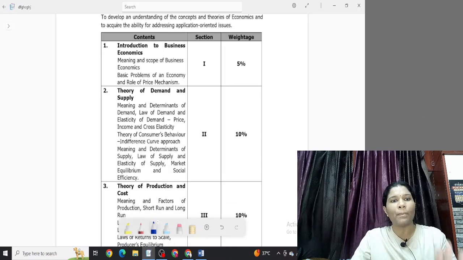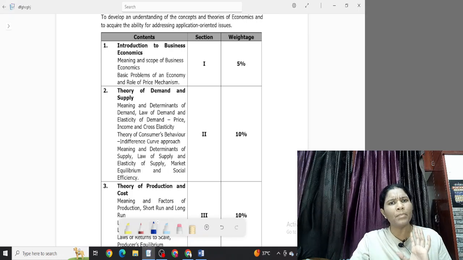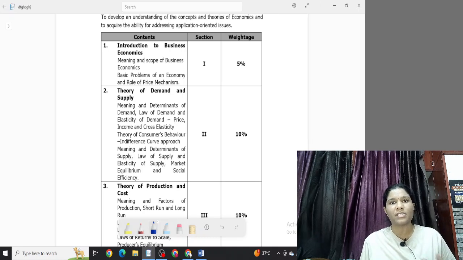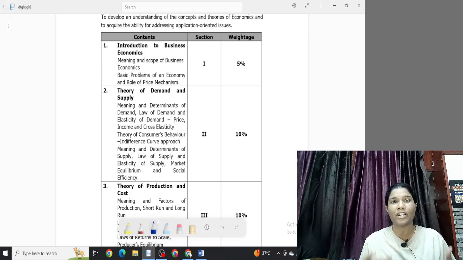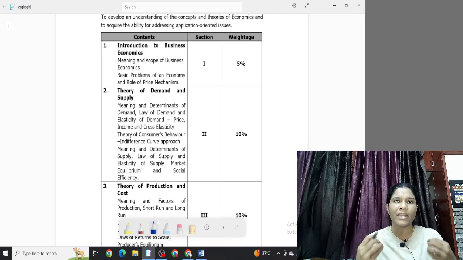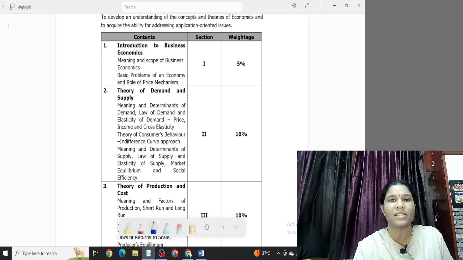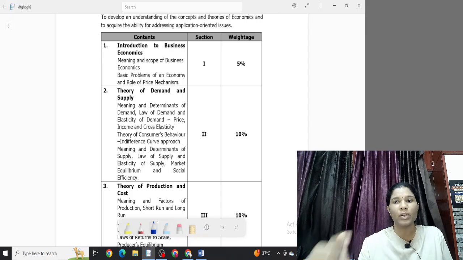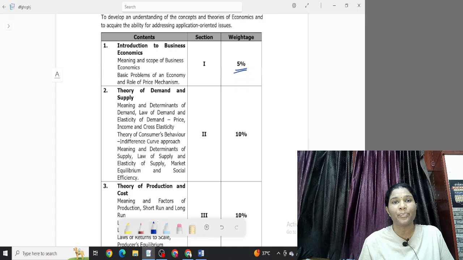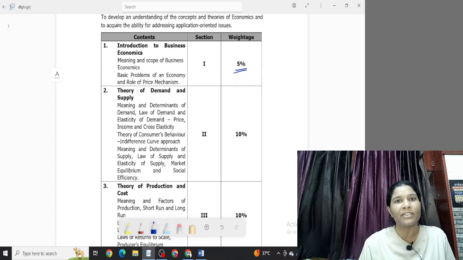Topic number 1 is Introduction to Business Economics. It is a very simple and humble introduction chapter. It only has some definitions and who gave those definitions, and they say that there are two branches of economics, one is microeconomics and the other is macroeconomics. In chapter number 1 we also have socialism, capitalism and mixed economy. Only this will give you 5 marks, which means even if you cannot understand the graphical representation or you're not comfortable with the demand curve and all those things, you can still score these 5 marks.